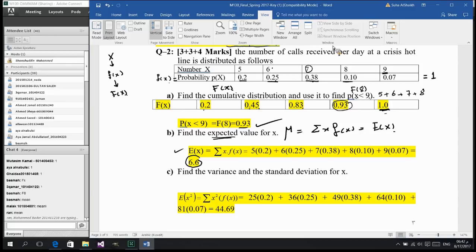Okay. In part C, they want me to find the variance. Then I find the standard deviation. The variance is sigma square, and the standard deviation is the sigma. I know that sigma square is nothing but expectation of x square minus mu square.